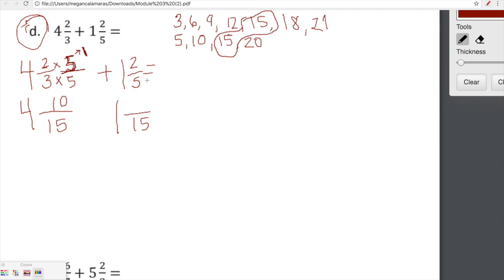Okay, so now let's look down here. We're going to multiply 5 by what number to make it a 15? We're going to multiply 5 by what number, Fiona, to make it a 15? Thank you, my lady. We're going to multiply 5 by 3 to make it a 15.